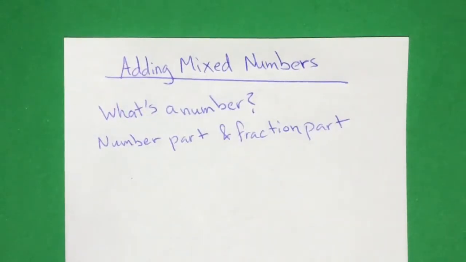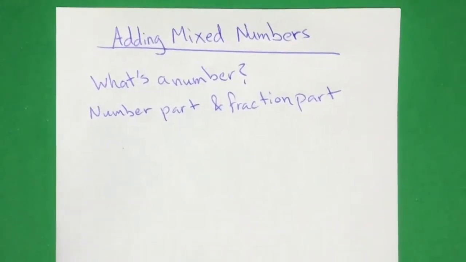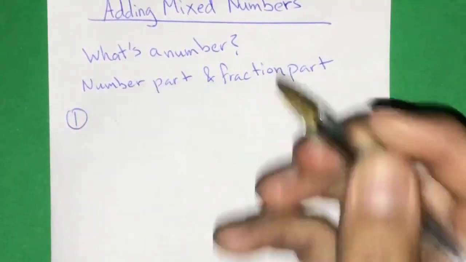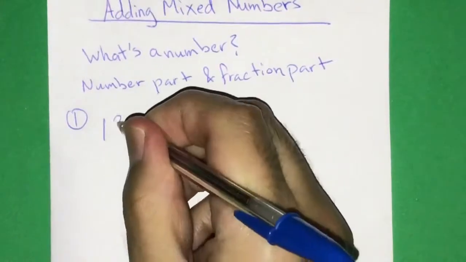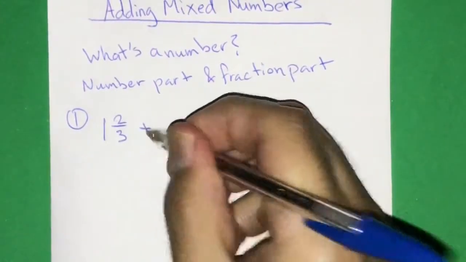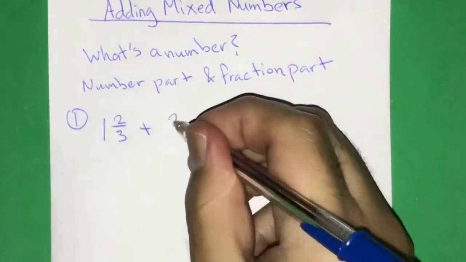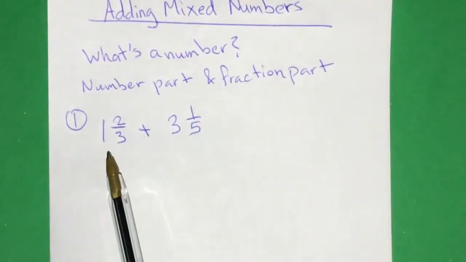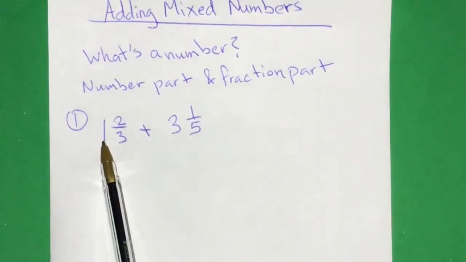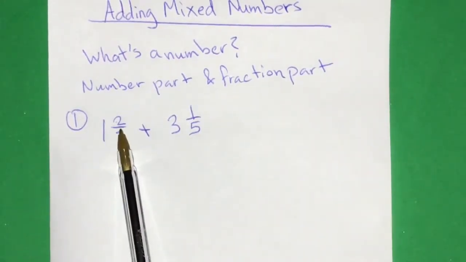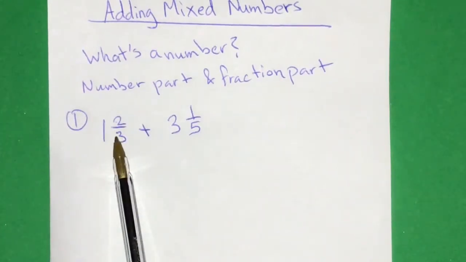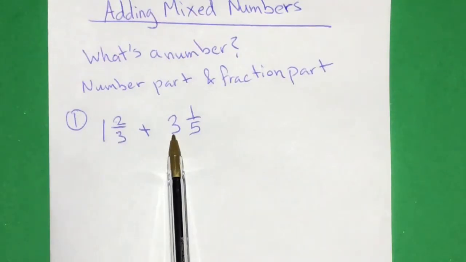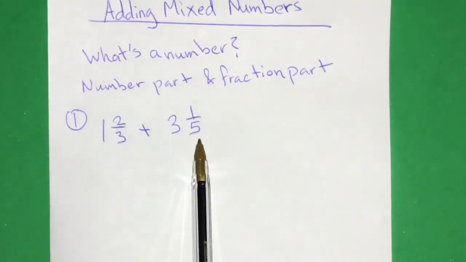Okay, so let's take a quick look at a few examples of how we can add some mixed numbers. Let's take a look at 1 2/3 plus 3 1/5. So how do we go about adding these two? Here, 1 is our whole number part and 2/3 is our fraction part, and we're adding another mixed number, where 3 is our whole number part and 1/5 is our fraction part.